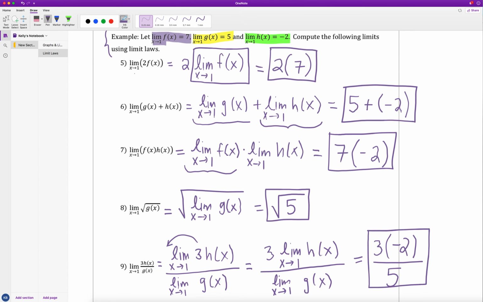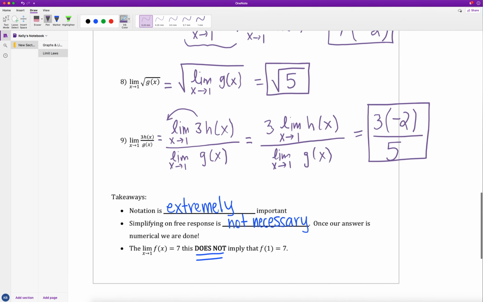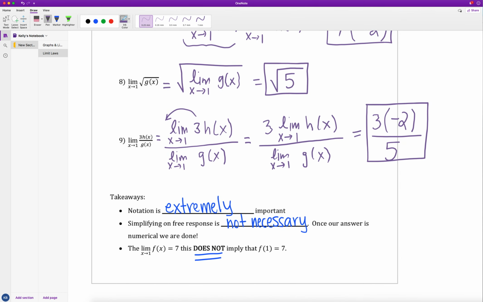So in these last 5 examples, we saw what happens if we don't know exactly what our functions are equal to, but we know information about the limits of those functions. How can we apply the limit laws from there on something that's a little bit more abstract? The last thing I want to talk about is some takeaways that are not only true for this section, but just in general.